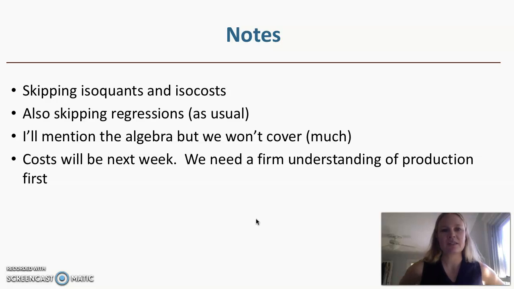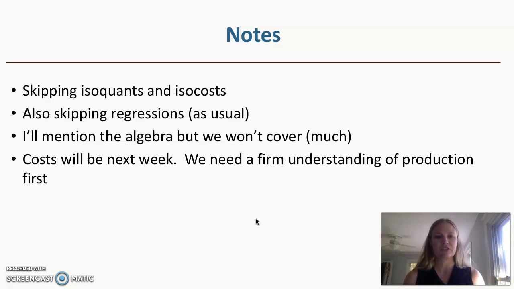Number one, isoquants and iso costs. This is similar to indifference curves, and I just don't think that we need to do that. I actually didn't teach it last year again too. I just found it was a sticking point for students and the benefits did not outweigh the costs. We're skipping regressions as usual.